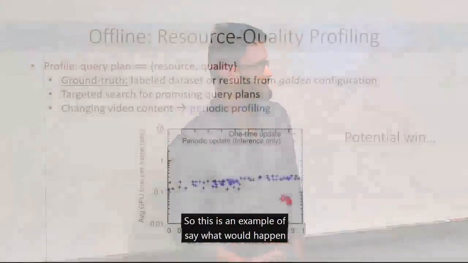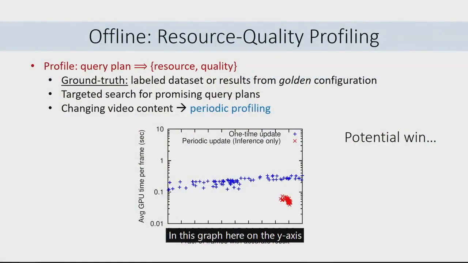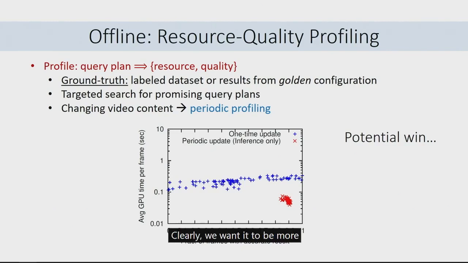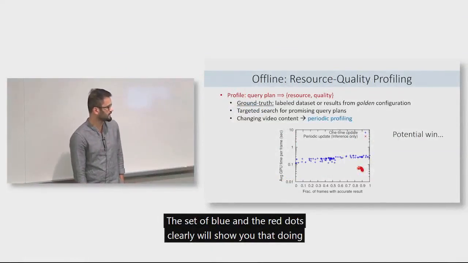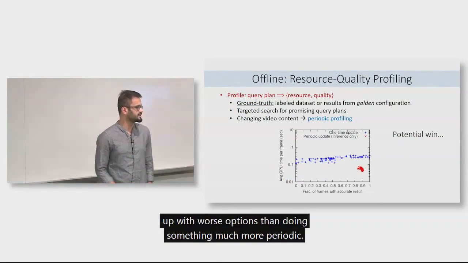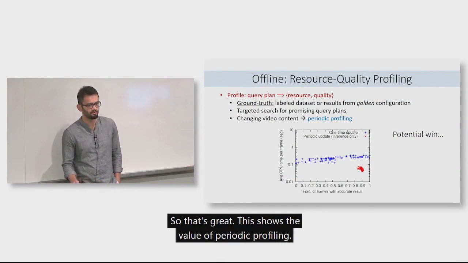So this is an example of what would happen due to the value of periodic profiling. In this graph here, on the y-axis is the resource consumption that we need. And the x-axis is roughly the accuracy of the outputs that are produced. Clearly, we want it to be more in the bottom and more to the right. And the set of blue and the red dots clearly will show you that doing just a one-time profiling ends up with worse options than doing something much more periodic. So that's great. This shows the value of periodic profiling.